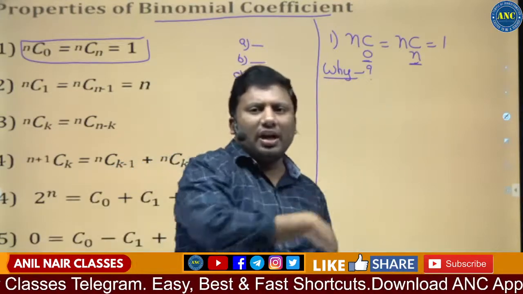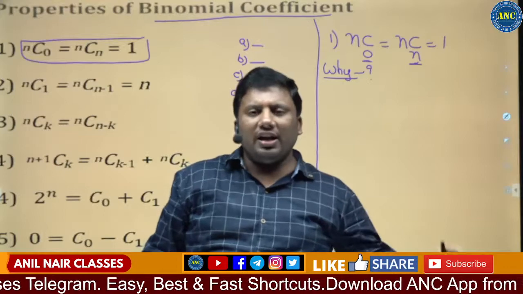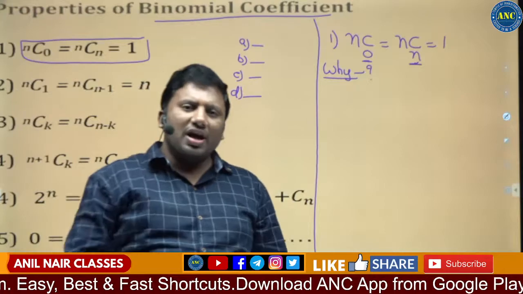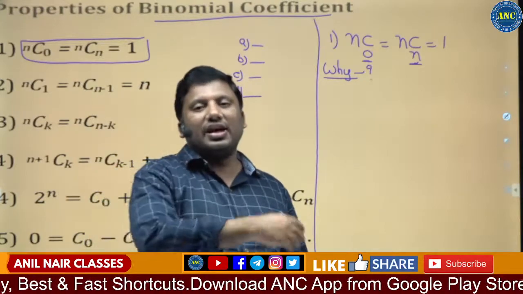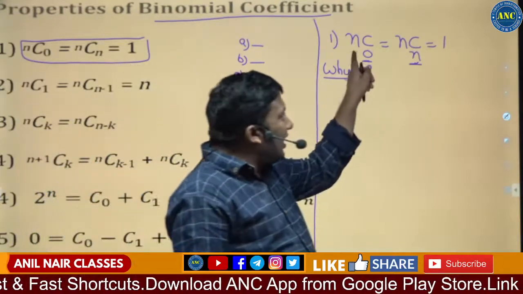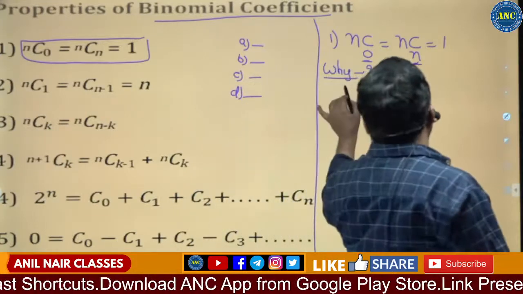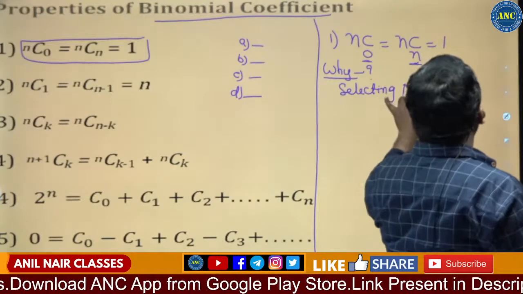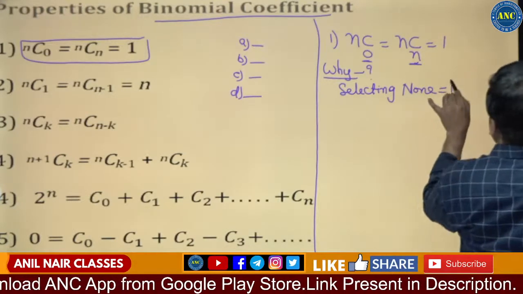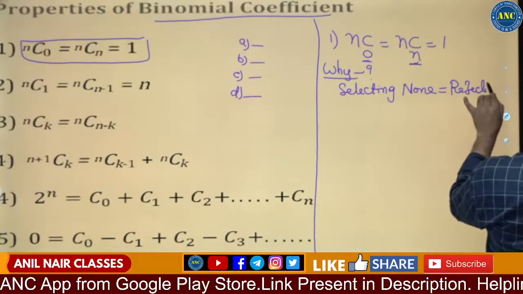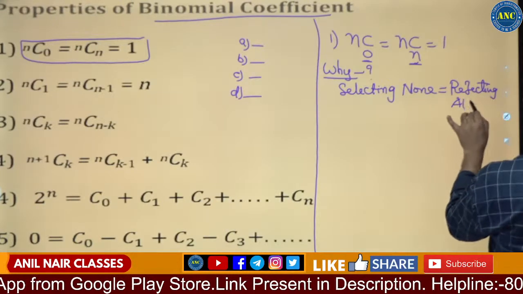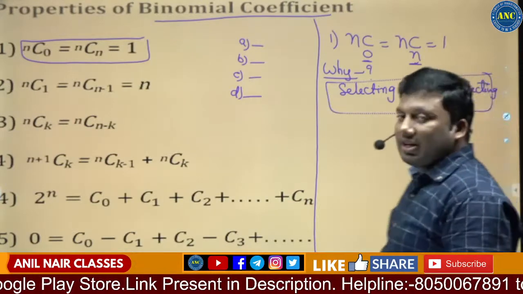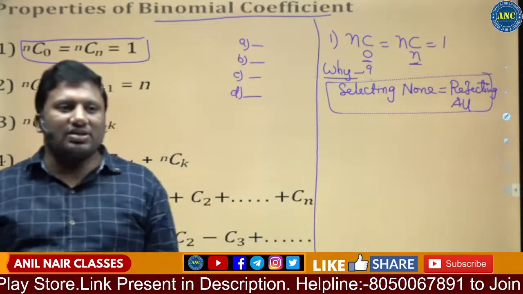Suppose there are 10 people sitting in front of you, and you want to recruit a faculty. You conducted an examination and none of them cleared the cutoff. You say I am rejecting you all. Selecting none is equivalent to rejecting all. So in only one way can you do it. That is the reason the answer is 1.